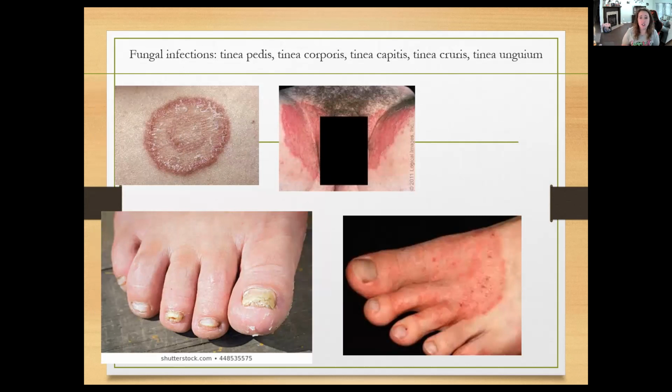The Tinea cruris, be really careful when you Google that, because I Googled it to put pictures in the slideshow, and I was like, oh my gosh. And then my kid was walking past the computer, and he's like, Mom, what are you looking at? I'm like, I swear it's for school. So just be really careful who's in the room when you're Googling that stuff.